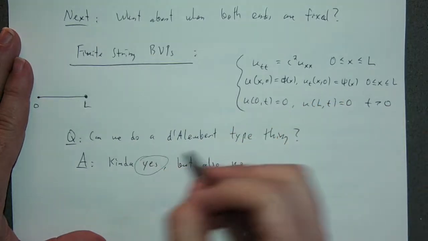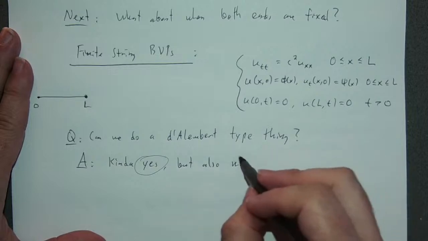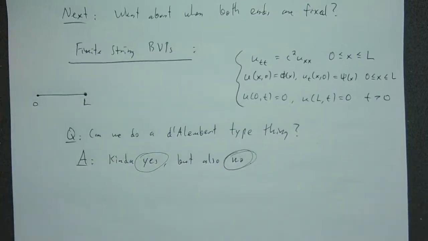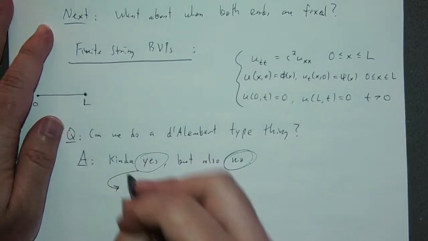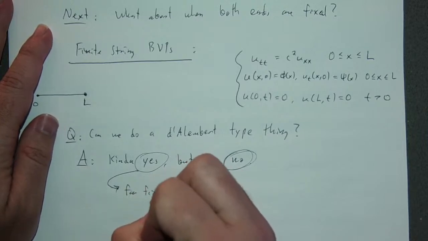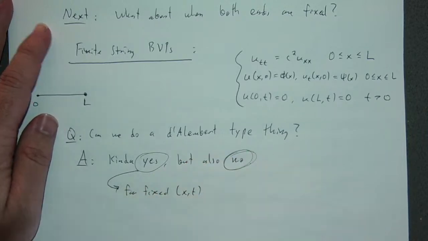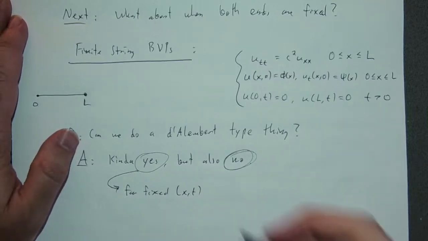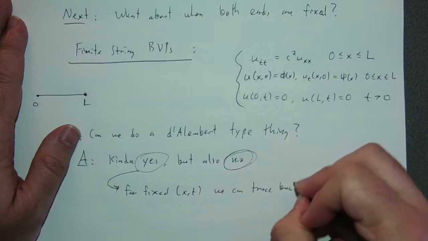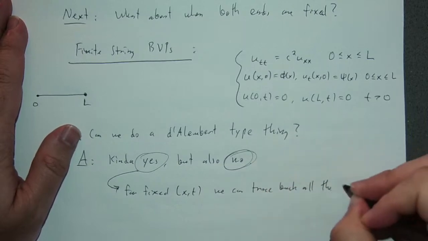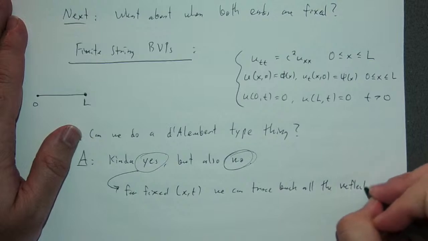Okay, so we can kind of sort of do it, but it's not really the way that you think, and it's not necessarily so nice. So what is the yes? Why do I say yes here? Because for fixed x, t, we can, in fact, trace back all the reflections.